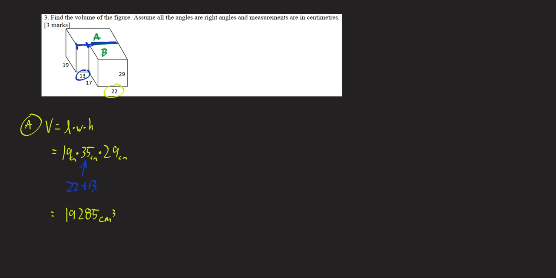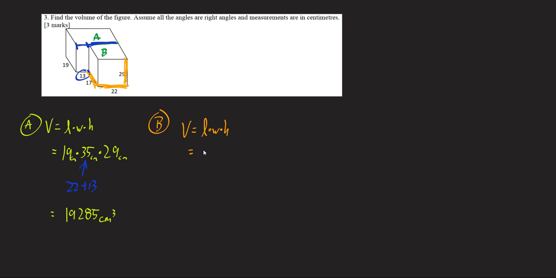So for shape B, we need to look at the dimensions. Shape B is 22 by 29 by 17. All the dimensions are given. Great. So the formula is still the same. Writing out the formula each time is pretty helpful. I know it feels like a waste of time, but it turns out to save time in the end.